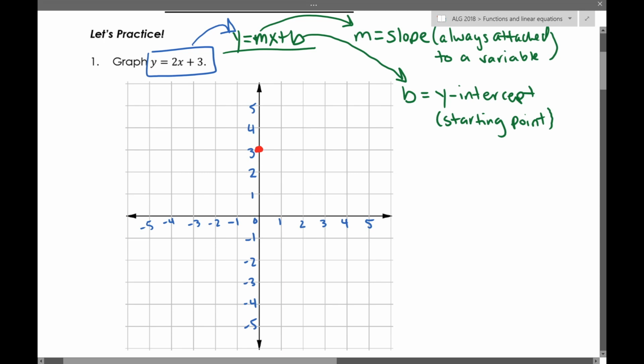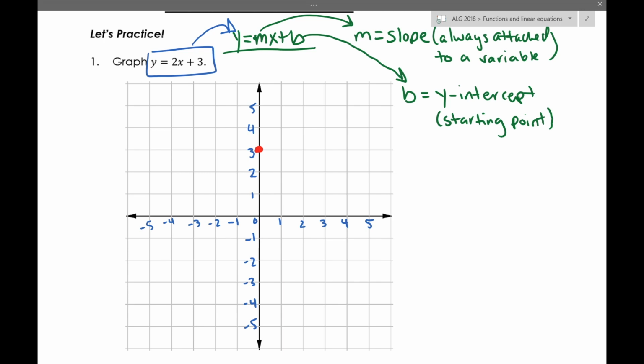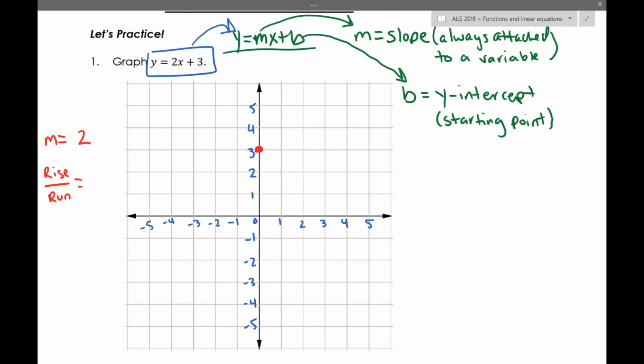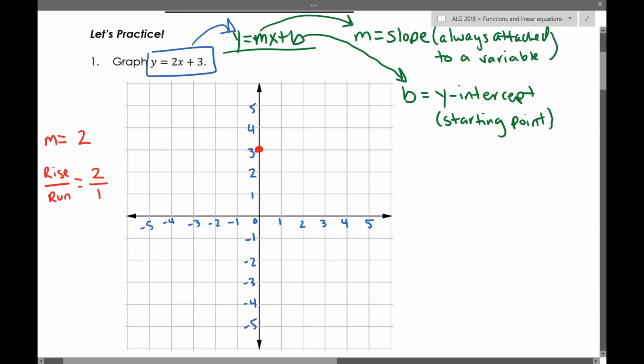Now we're going to use our slope to determine our next 2 points. Remember, I only want 3 points. So my m is my slope. Which one of these is attached to the variable? Well, that's 2. So my slope is 2. Now, once I determine my slope, I use what we call rise over run. Okay? Now, whenever you have a slope, you want it to be a fraction. So because 2 is a whole number, how do I make 2 into a fraction? How do I make a whole number into a fraction? Well, that's easy. I just put a 1 under it. So this rise is 2, my run is 1.